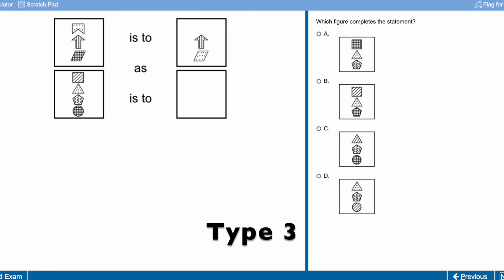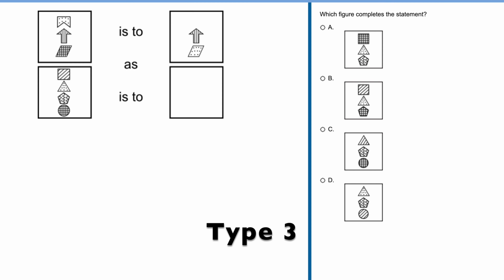Also, watch out for alternating patterns. This is where boxes 1 and 3 follow one pattern, but boxes 2 and 4 follow another pattern. Type 3 questions are in the form A is to B as C is to X. They're pretty self-explanatory, and the techniques for answering these questions are very similar to those of type 2 questions.